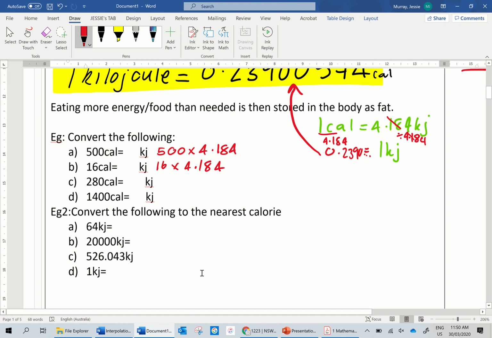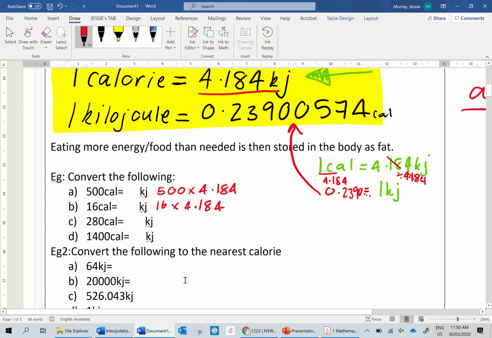The next example there is going the other way. Convert to the nearest whole calorie. So 64 kilojoules, well, we just have to think. You can either use this second conversion or use your problem solving in mathematics. Basically 1 kilojoule is this many calories, so 64 of them is just going to be 64 times my 0.23, and you're just going to multiply each time. So it's really nice and straightforward.